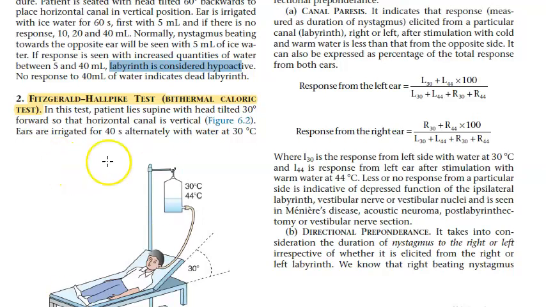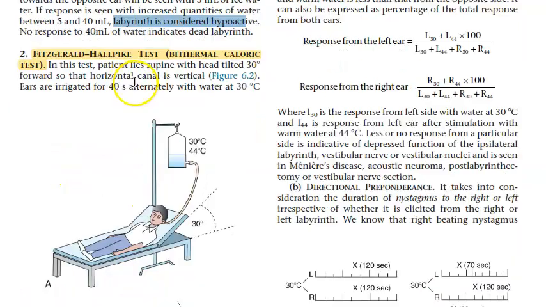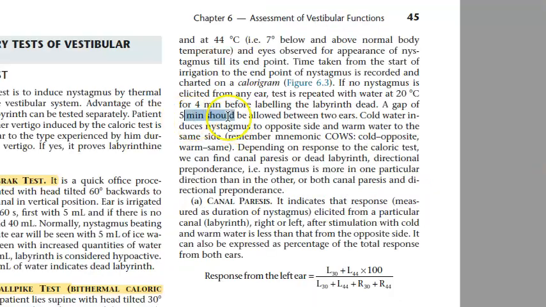Then coming to Fitzgerald-Hallpike test, that's a bithermal caloric test. So here they are saying alternatively you do it with cold water and hot water, 40 seconds, okay? How much gap should be there, all that they have said. And if there is no nystagmus, then you can repeat the test with water at 20 degrees centigrade, okay, for 4 minutes before you can label it as dead, the labyrinth as dead, okay.